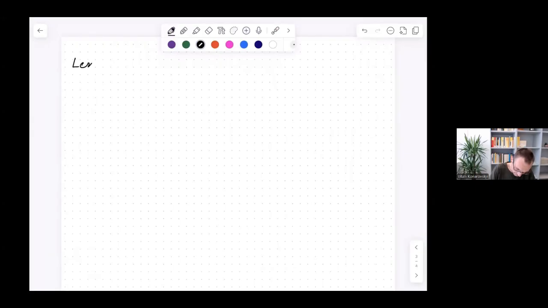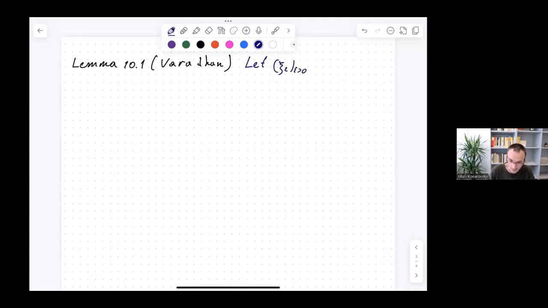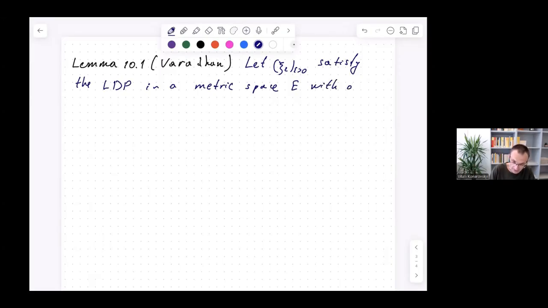It is Lemma 10.1 due to Varadhan. That says: let psi epsilon satisfy the large deviation principle in a metric space E with rate function I.